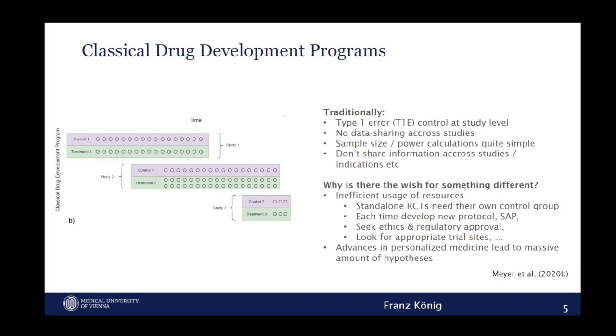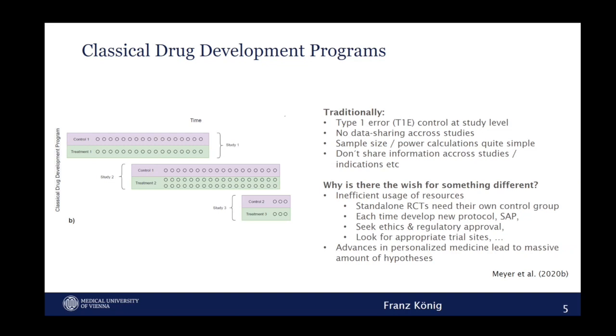So let's first look at classical drug development programs. And before master protocols were introduced, how have most drug development programs looked like, and how does it relate to multiplicity and sharing of controls? There might be many studies in parallel, but each trial stands on its own feet, each trial has a unique design, and each has its own control, and there's no sharing of data across trials.